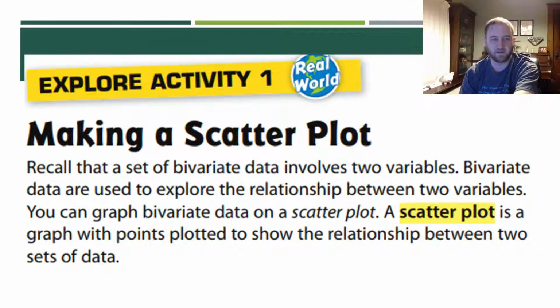Making a scatter plot. So recall that a set of bivariate data, remember the prefix bi means 2, and variate basically means variable, right? So bivariate means 2 variable. It's data that involves 2 variables. Bivariate data are used to explore the relationship between 2 variables. Usually those 2 variables are x and y. A lot of times we show those on a graph of some sort. You can describe bivariate data on a scatter plot. A scatter plot is a graph with points plotted to show the relationship between 2 sets of data.